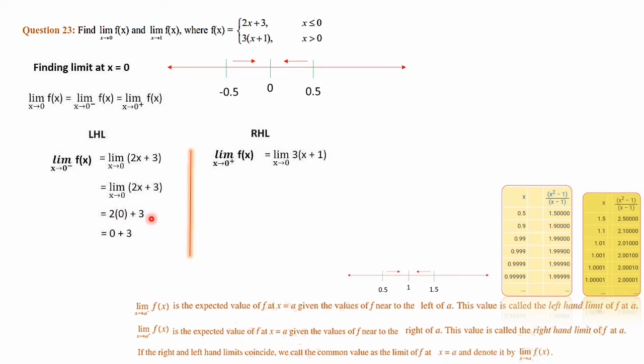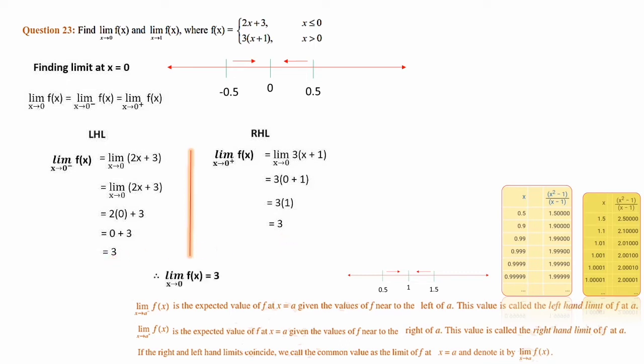2 into 0 plus 3 is 0 plus 3, that is equal to 3. And here when we calculate on the right side, that is 3 into x, when we replace x with 0, 3 into 0 plus 1, that is equal to 3 into 1, that is equal to 3. Now you can see here the left hand limit and right hand limit are coinciding, means they are the same. That means the limit exists. If they are not coinciding, we can conclude that the limit does not exist. That also we have discussed in the first slide. That is here 3, both sides we are getting 3.